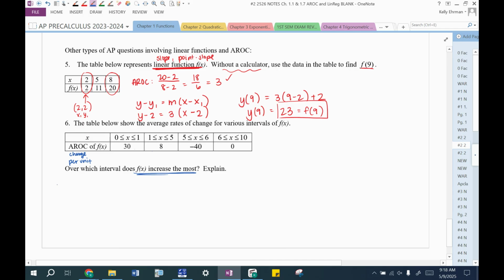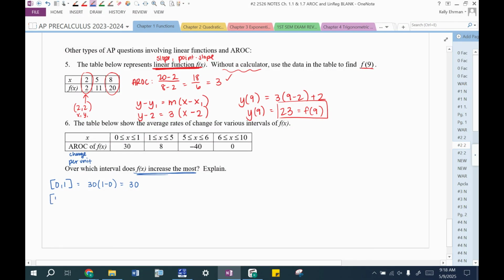But not necessarily, because this is saying on the interval 0 to 1, you increase 30 units for every x value that you increase by 1. So it's really 30 times 1 minus 0. So yes, there has been an increase of 30 units from 0 to 1. But if this went from 0 to 2, there'd be an increase of 60 because you did 30 over 2 units, right? So take a look at the next ones. They're not all just 1 unit long.